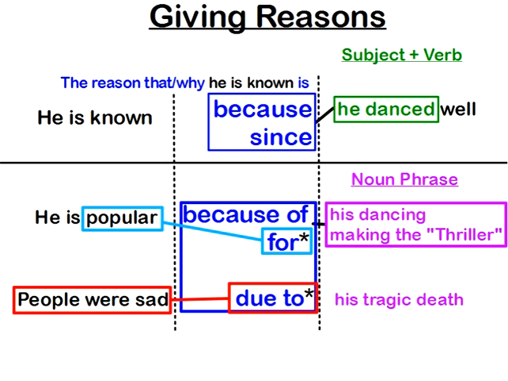Okay. So I hope this was helpful in understanding the different ways that we give reasons using because and since, because of and for, and also due to.